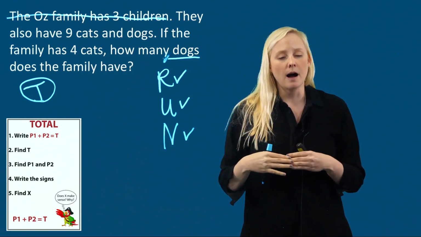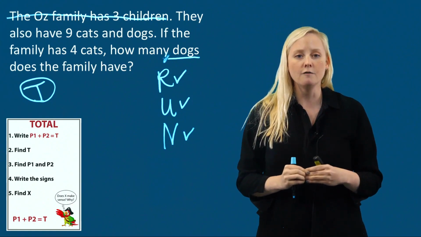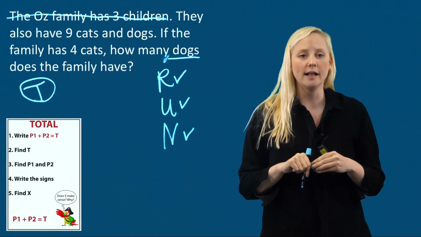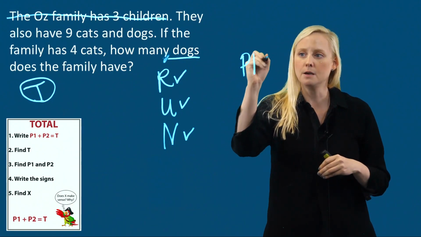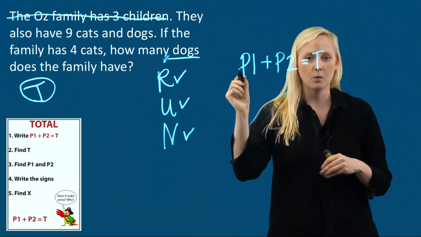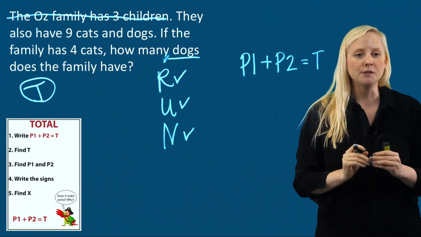Now, whenever we have a problem that belongs to the total schema, we follow the same 5 steps. Our first step, as shown down here, is to write the total equation. I'm going to go ahead and write that. P1 plus P2 is the same as T. Part 1 plus Part 2 is the same as our total. Step 2 says find T.